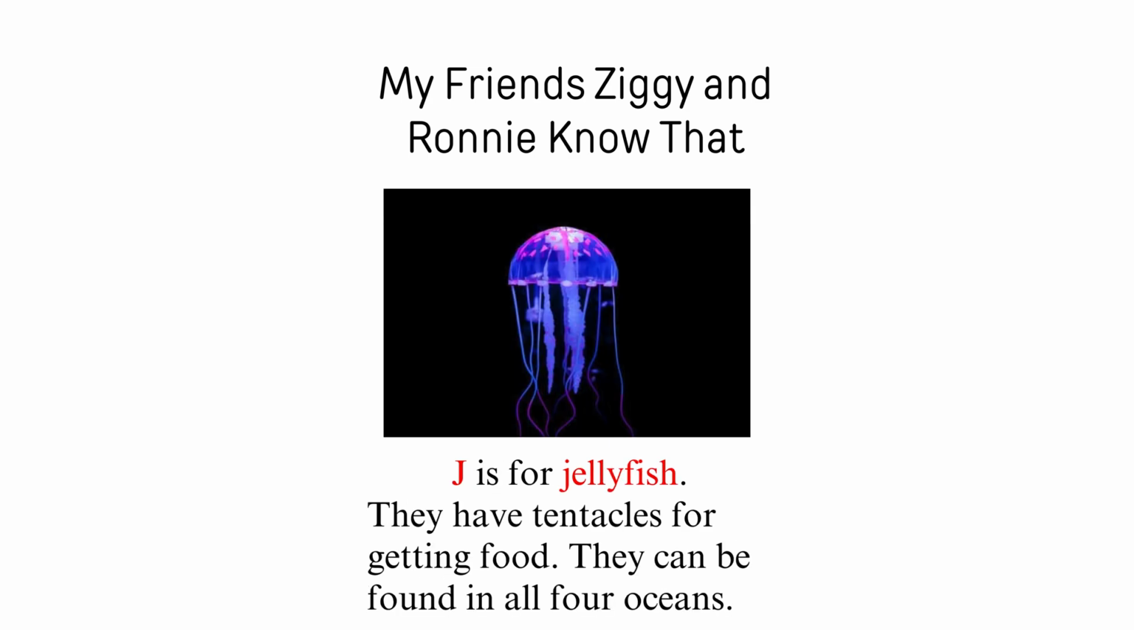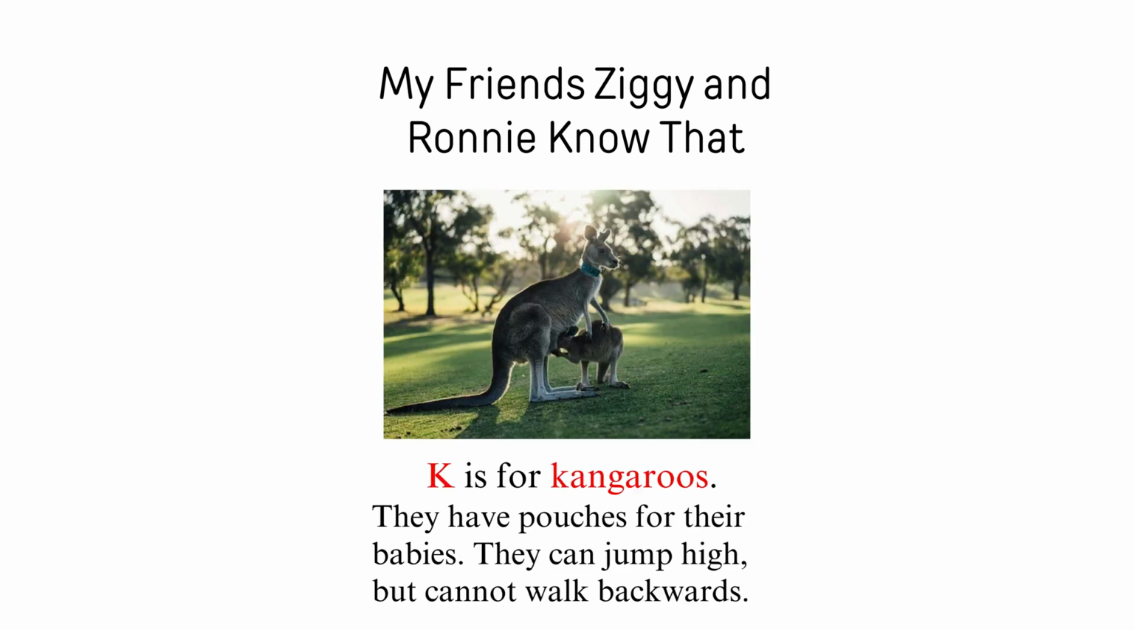My friends Ziggy and Ronnie know that J is for jellyfish. They have tentacles for getting food. They can be found in 4 oceans. What are the types of jellyfish in the area where you live? What makes jellyfish different from other sea animals?